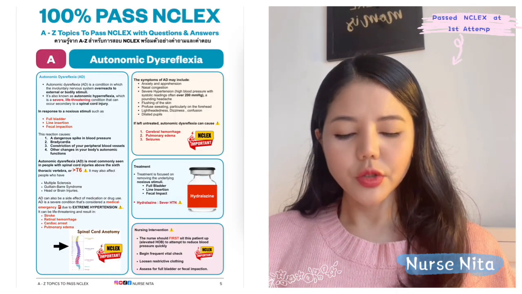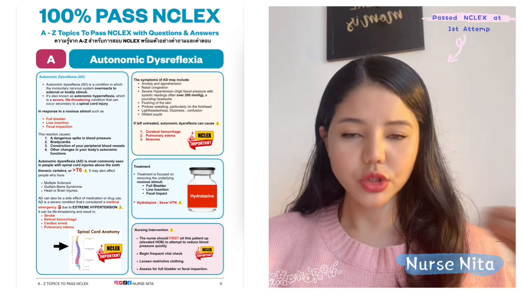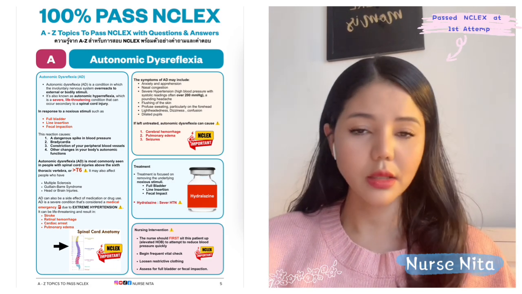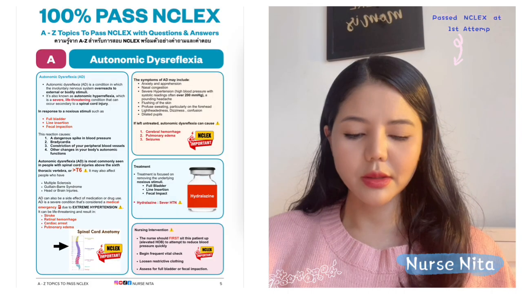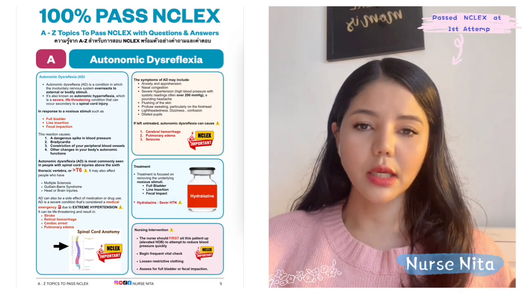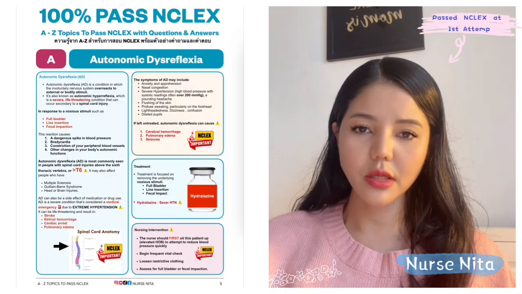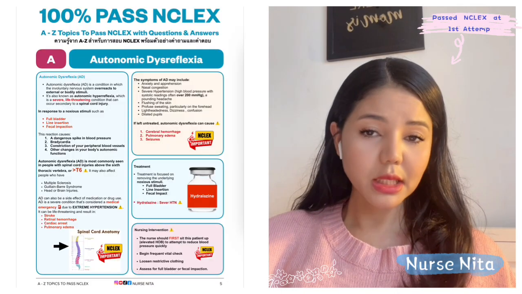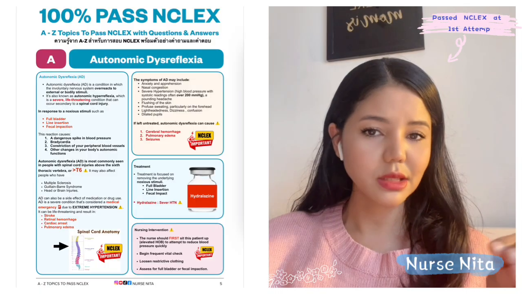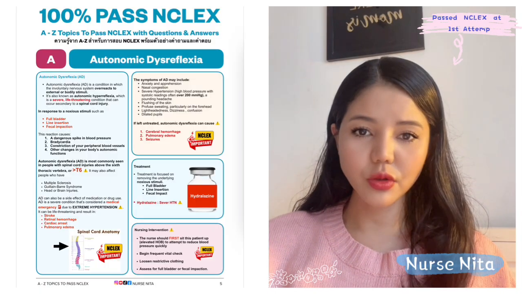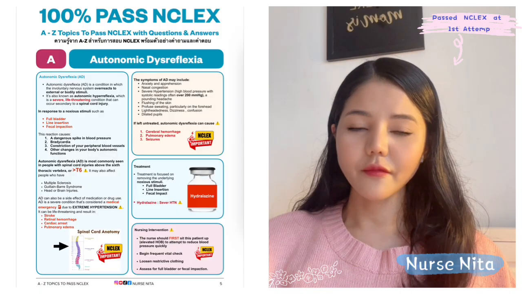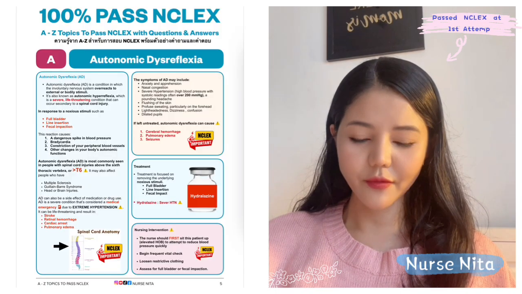And the nurse should do frequent vital checks. What they mean by vital checks is the vital signs: blood pressure, heart rate, respiratory rate, and oxygen saturation, and also the neuro status. So the nurse needs to check the neuro status as well. Why? Because if there is any change in the neuro status, that means the patient might have a stroke or seizure. That's the complication of autonomic dysreflexia.